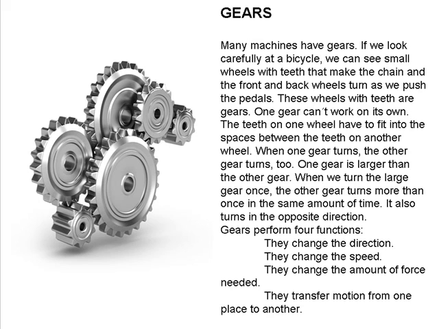One gear is larger than the other gear. When we turn the large gear once, the other gear turns more than once in the same amount of time. It also turns in the opposite direction. Gears perform 4 functions. They change the direction, they change the speed, they change the amount of force needed, and they transfer motion from one place to another.